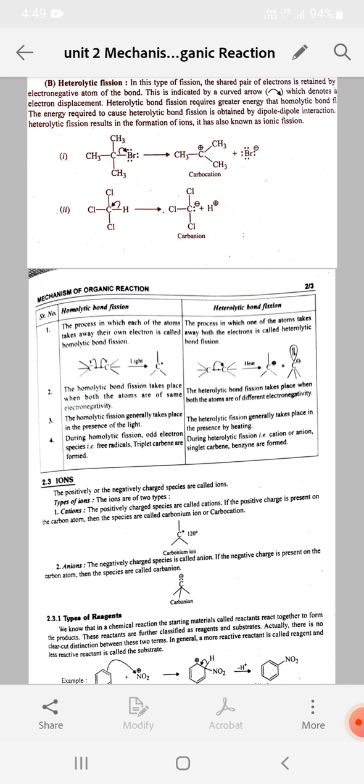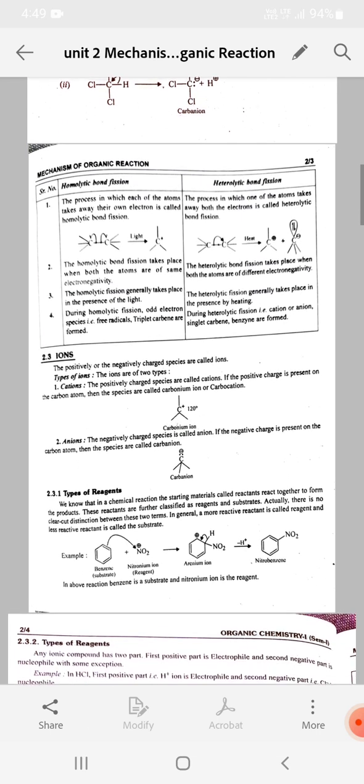During homolytic bond fission, odd-electron species, free radicals, and triplet carbenes are formed. But in heterolytic bond fission, cations and anions, and singlet carbenes are formed. Then talking about ions: positively or negatively charged species are called ions.